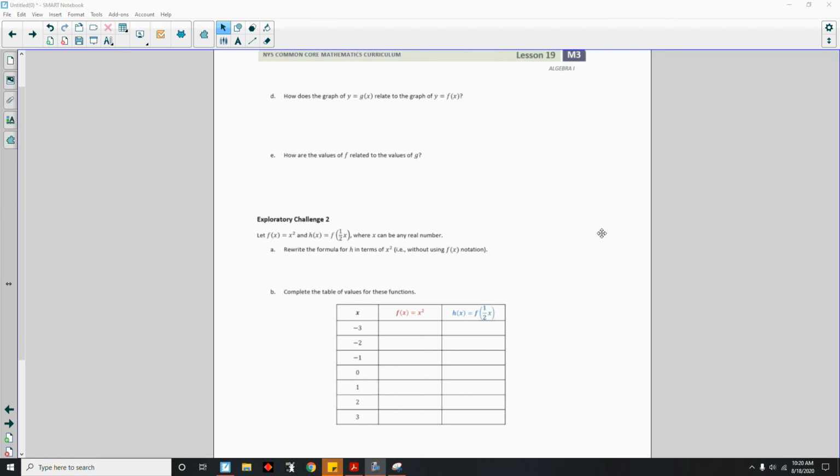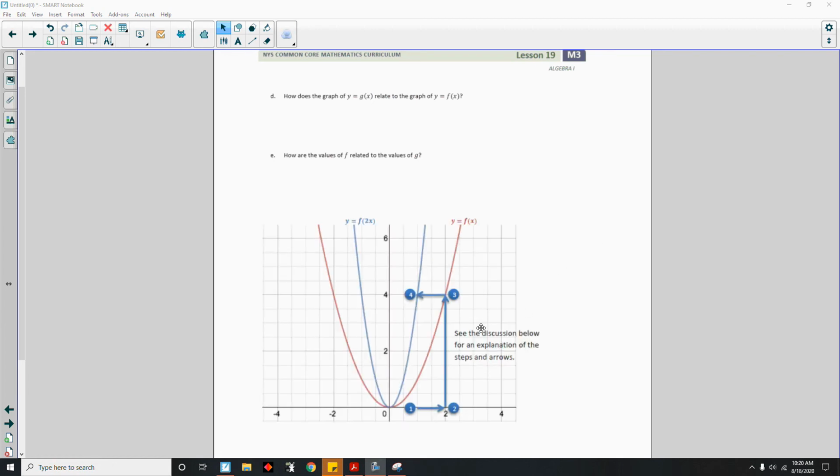Okay, page 2 brings us to part D. How does the graph of y equals g of x relate to the graph of y equals f of x? Okay, so I brought in a better graph. So y equals f of x is the red parabola. And y equals g of x is the same as y equals f of 2x. That is g of x, that's the blue one. So how do these 2 graphs relate to each other? So how does g of x relate to f of x, which was the parent function?